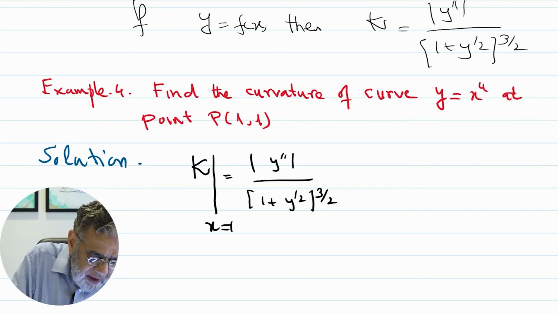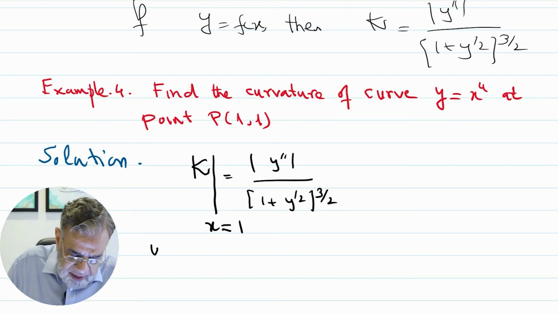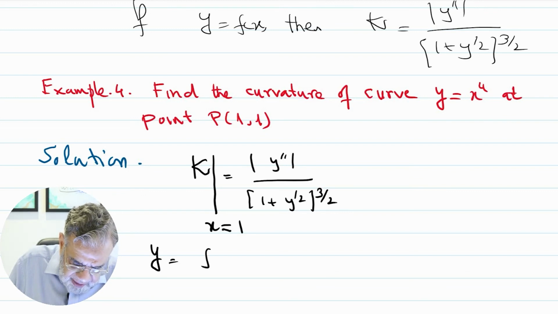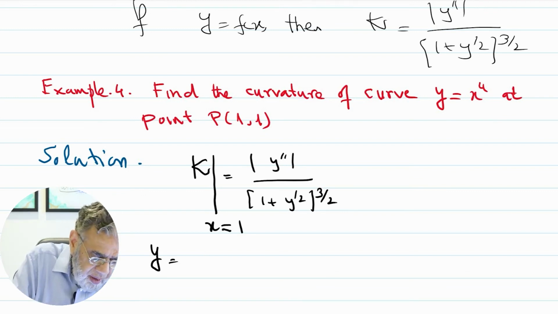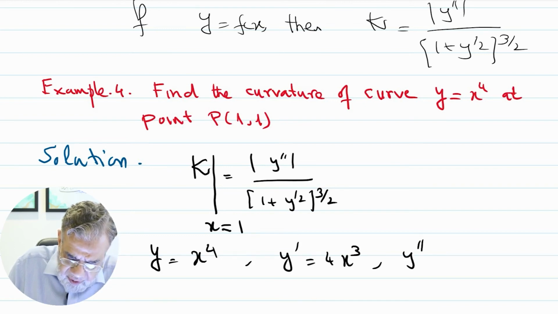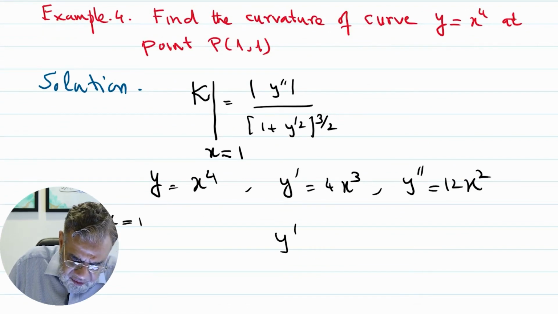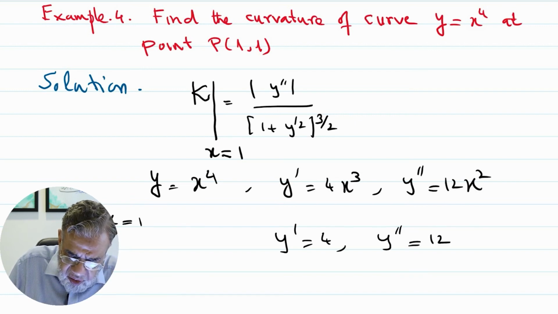So we will try to find the values for y dash and y double dash at x equal to 1, because we are having y equal to x to the power 4. So we are having y dash is equal to 4x cube, y double dash is equal to 12x square. So at the point x equal to 1, y dash is equal to 4 and y double dash is equal to 12.